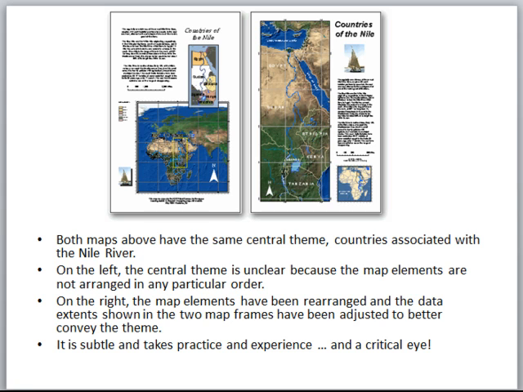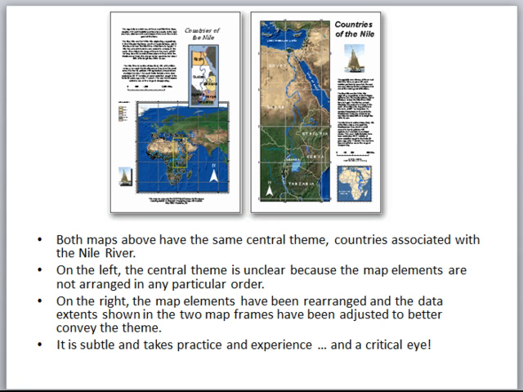Here are two examples, both of the countries associated with the Nile River. On the left, the central theme is unclear because the map elements are not arranged in any particular order. On the right, the map elements have been rearranged and the data extents shown in the two map frames have been adjusted to better convey the theme. So looking at these two, for an untrained eye, it's hard to tell the difference really. So it's real subtle. It takes practice and it takes experience as well as a critical eye.